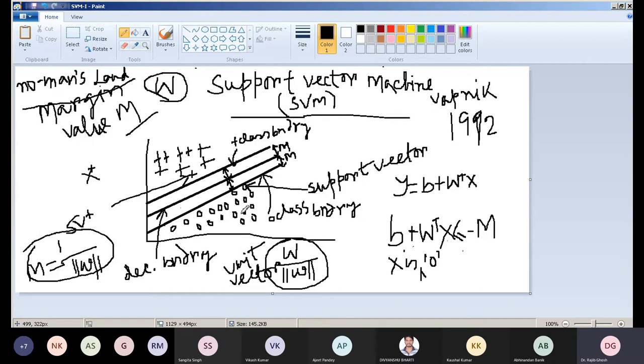So again, I'm telling, for a given margin value capital M, we can say that any point capital X where B plus W transpose X is greater than capital M is a plus class sample, and any point where B plus W transpose X is lesser than minus M is a circle class sample. Here equal to was given by mistake, so remove it, don't write equal to.